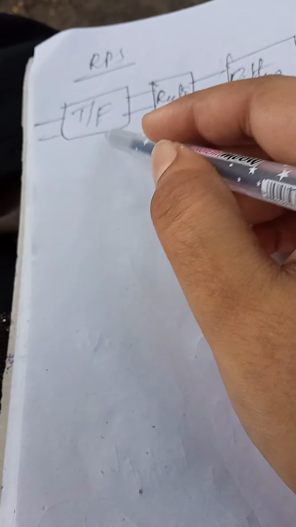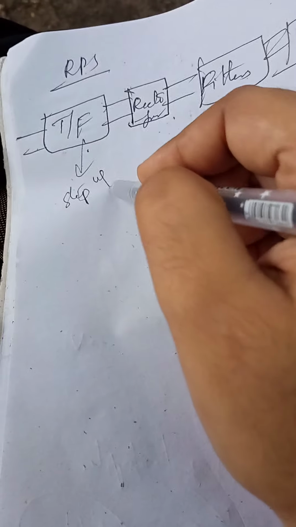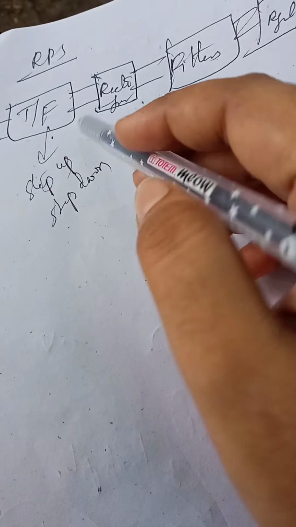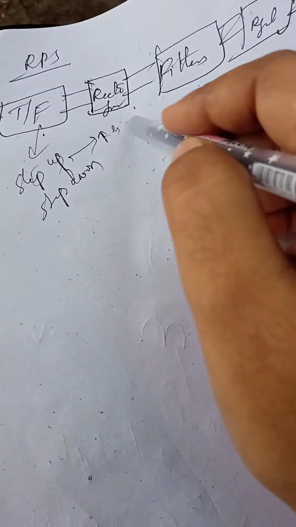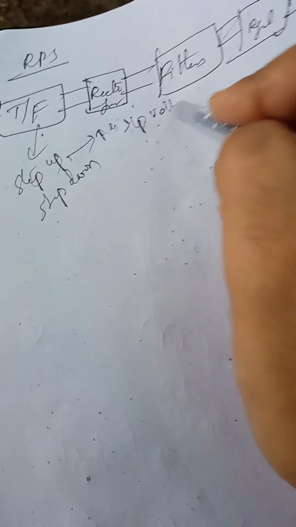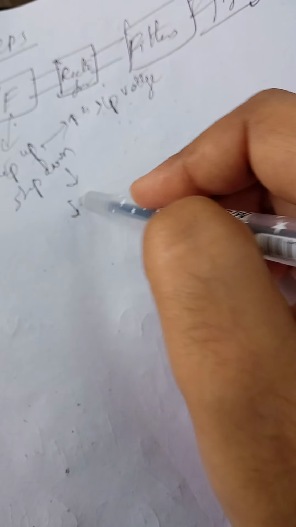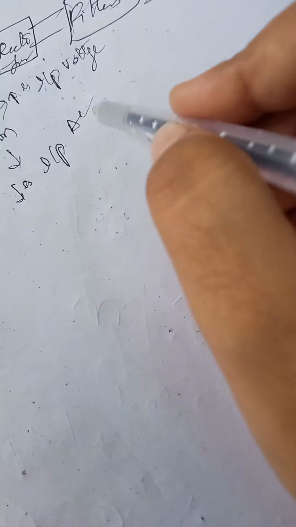Because in a transformer we have two types. One is called a step up transformer, the second is a step down transformer. What do you mean by step up? If it increases the input voltage, then it is called step up. Whereas if it decreases the input AC voltage, then it is called a step down transformer.